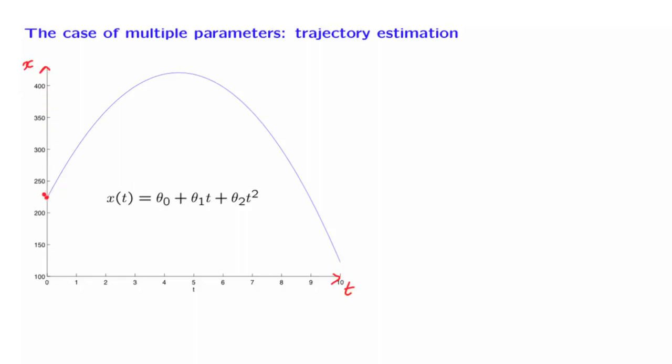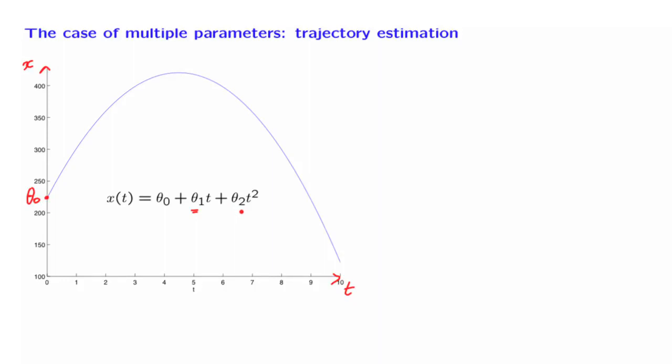The ball initially is at a certain location, at a certain height, theta 0. It is thrown upwards and it starts moving with some initial velocity, theta 1. But because of the gravitational force, it will start eventually going down. So this parameter theta 2, which will actually be negative, reflects the gravitational constant.